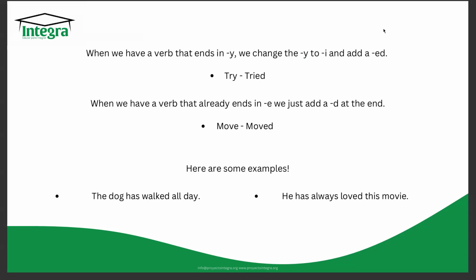And then the other exception is when we have a verb that already ends in an E, it would make no sense to add another E. So the only thing we do is that we add the D, and that's all. So we have move, and then we add only the D because it already has an E, and it's moved. And some examples of sentences with regular verbs and past participle would be: the dog has walked all day and he has always loved this movie. So we have walked and loved.